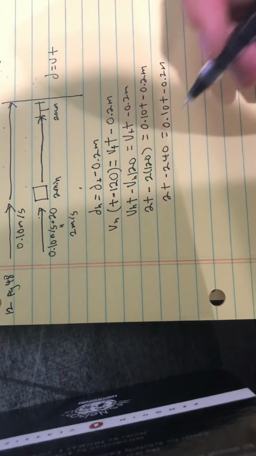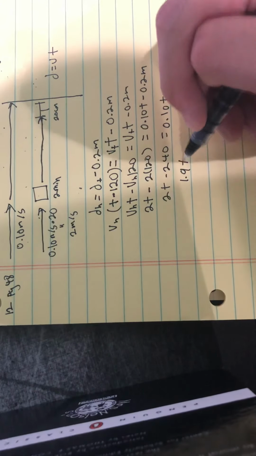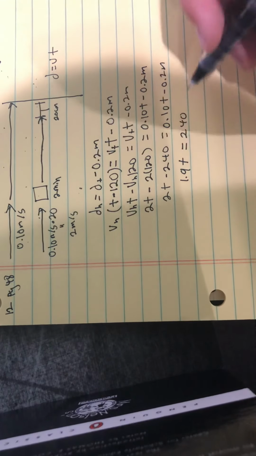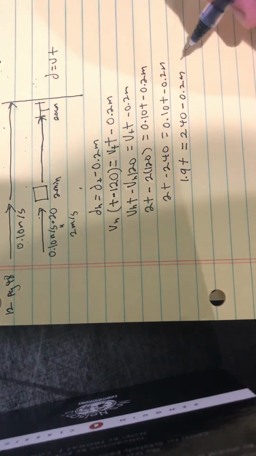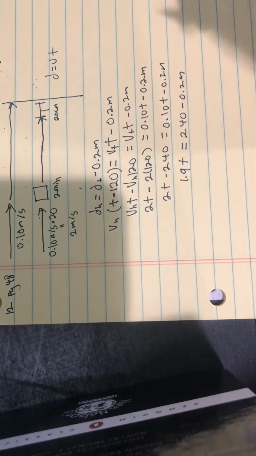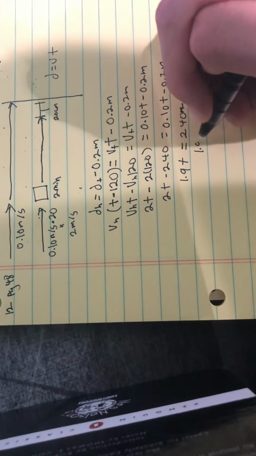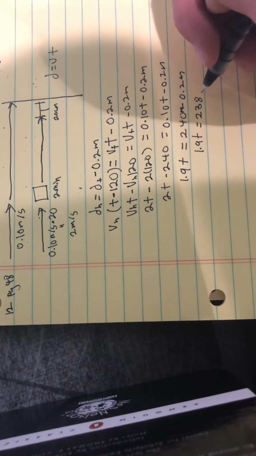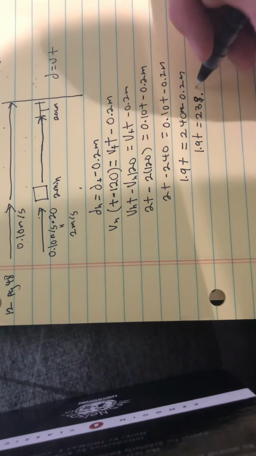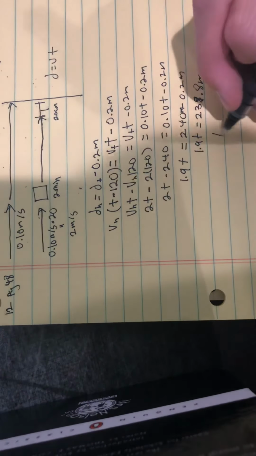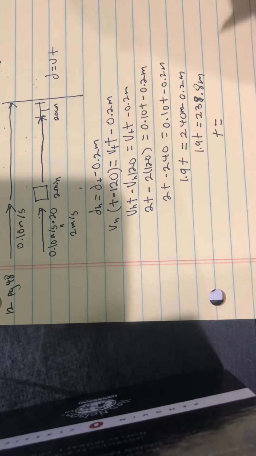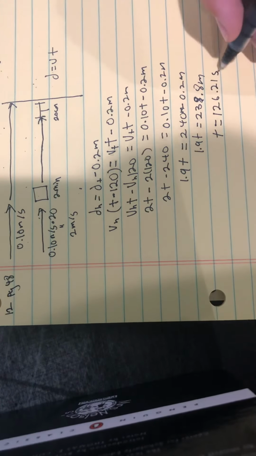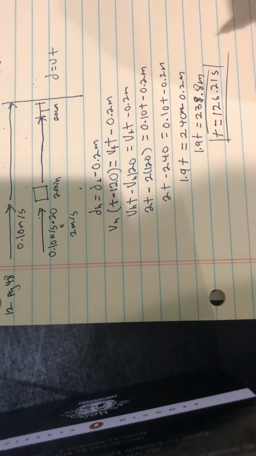And that's 1.9t is equal to 240 minus 0.2 meters. And I forgot the units. This one is meters, so it's 1.9t is equal to 239.8 meters. So t, the time it took to finish the race, would be 126.21 seconds. That is the answer for A.